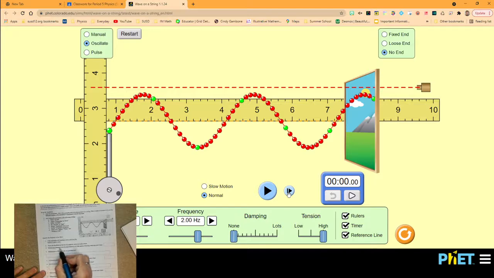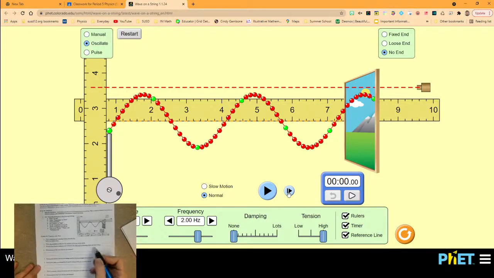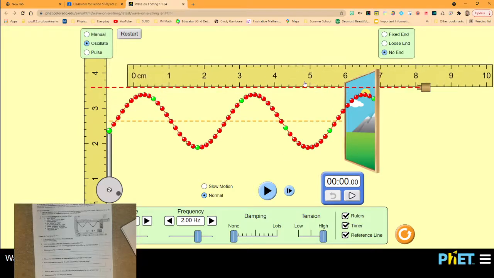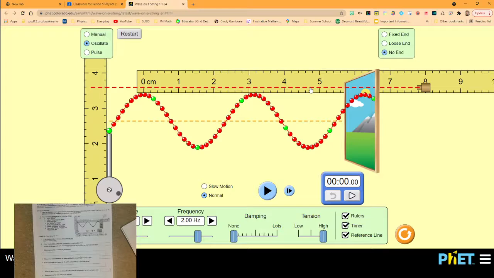Number 3, measure the distance between one crest and the following crest and enter it here. Okay, let's do that. We're going to measure the distance from one crest to the next crest. And remember that every measurement includes the known part of the measurement, and the last digit is an estimate. I think it looks like 3.1 centimeters. Each of the tick marks is 1/5 of a centimeter. That's 3.2, 3.4, 3.6, 3.8, and 4 centimeters.